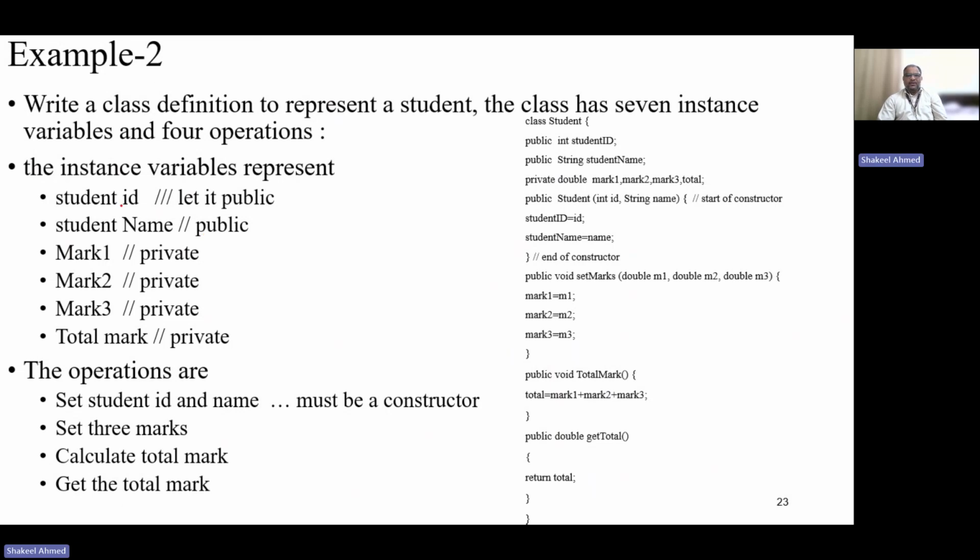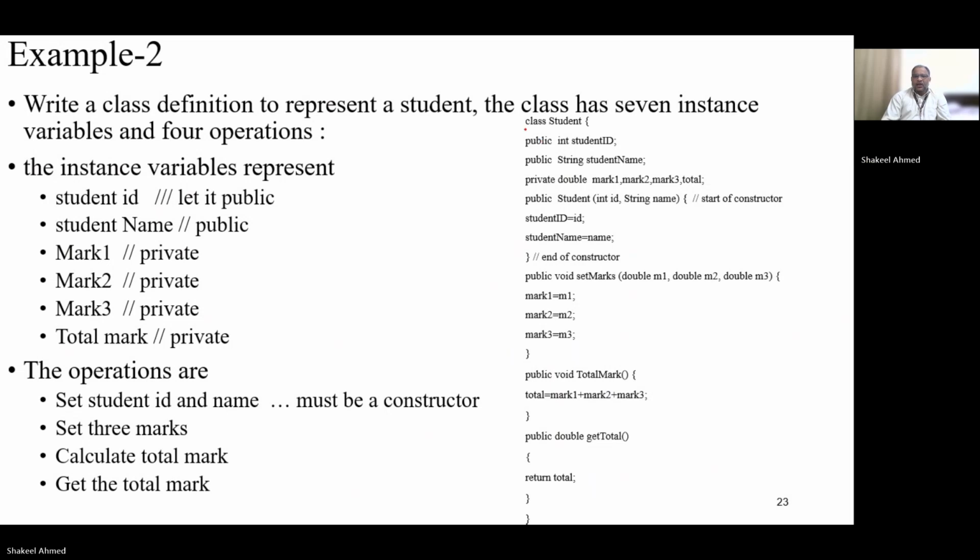So this is another example for you to clearly understand, a student class. Here you have different instance variables: student ID, name, mark 1, mark 2, mark 3, and total marks. We are making some of them accessible to all, and you will be using set values to make the variables private. Then we will have a constructor, and operations to set the marks, calculate the marks, and get the total.